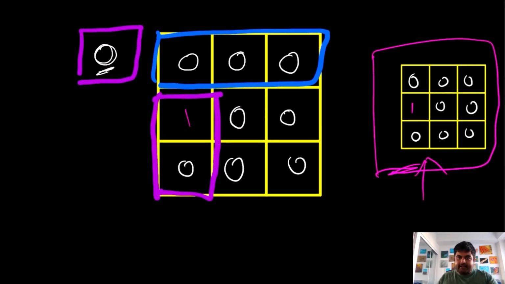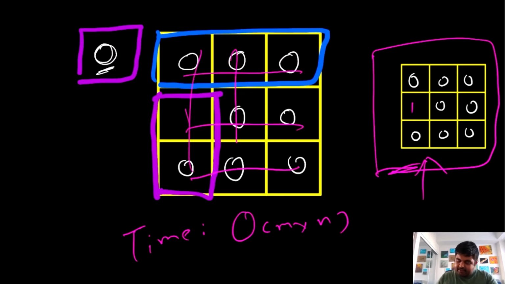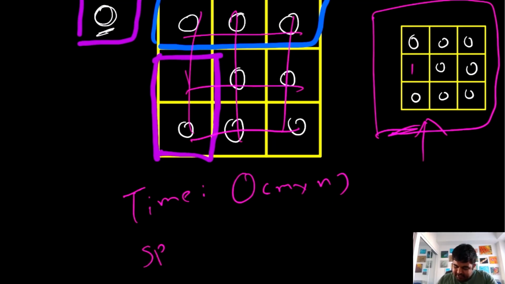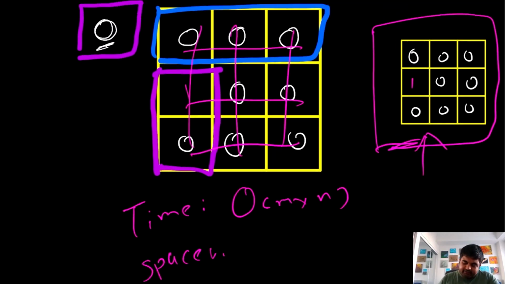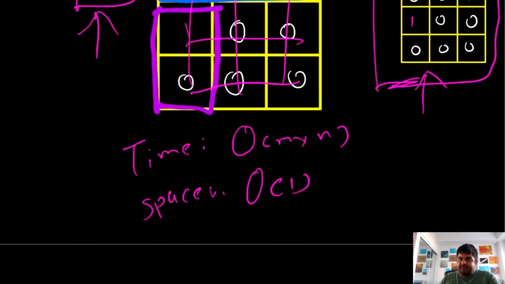Let's see the time and space complexity in this case. The time complexity is going to be big O of m cross n. Why? Because we will have to iterate over this entire matrix, and that takes m cross n time. In terms of space complexity, we are only using this additional node. Apart from that, we are not using any additional space, so the space complexity is constant, and this is the final solution. This solution is very good, and let's see the coding.